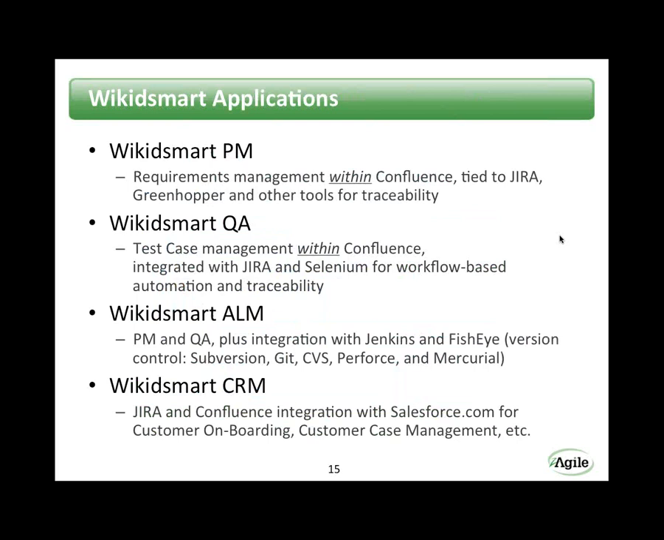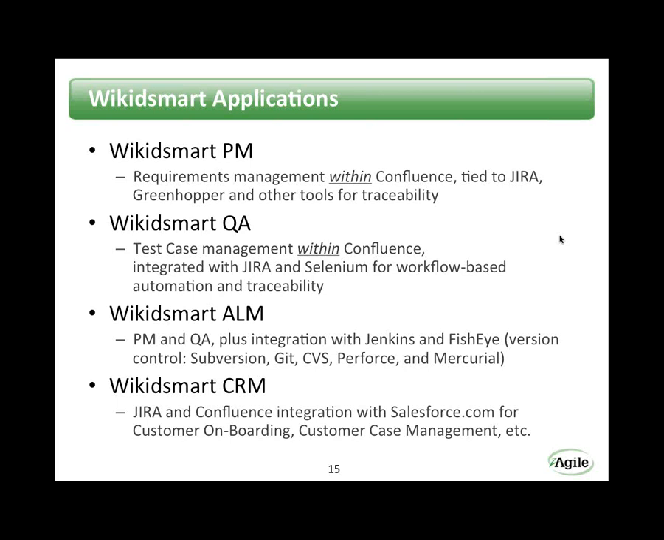So what are the different applications that we provide? Just a brief overview before we go into that second one, Wikidsmart QA. PM is for product management, so that's requirements management within Confluence using structured forms that are provided for Confluence. Tie those requirements to issues and tasks within JIRA bidirectionally, and also integrate, of course, with Greenhopper, which is already itself a plugin to JIRA, and other tools as required.